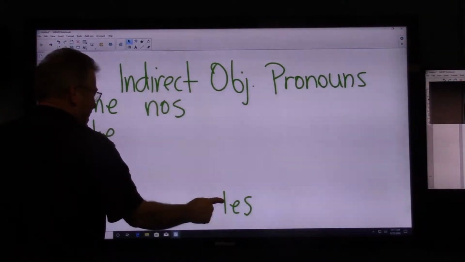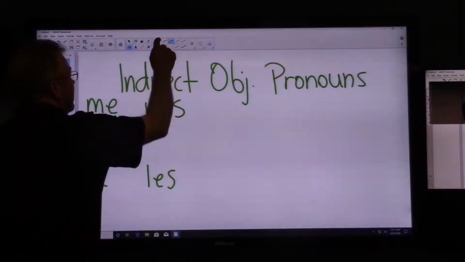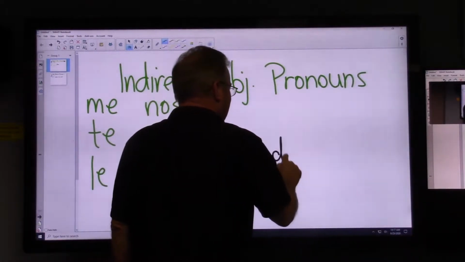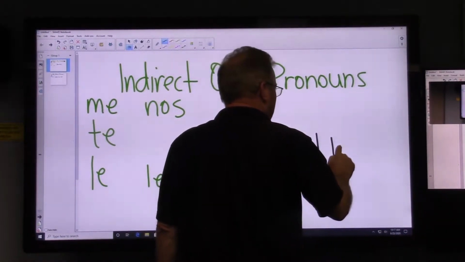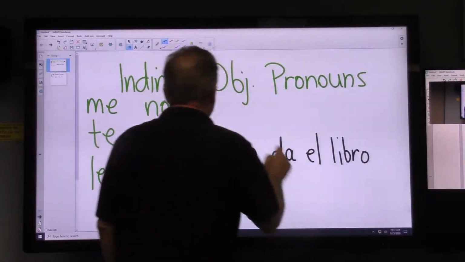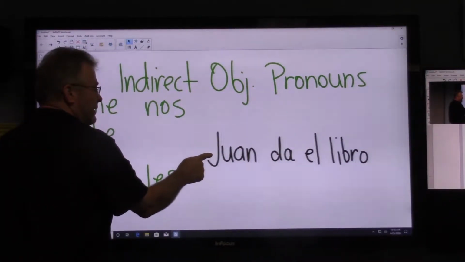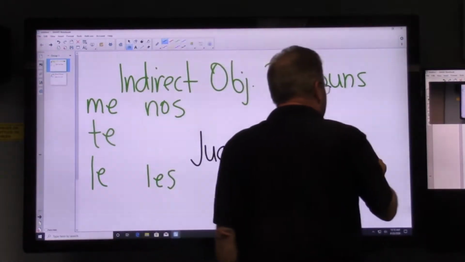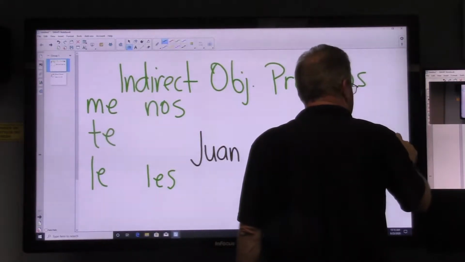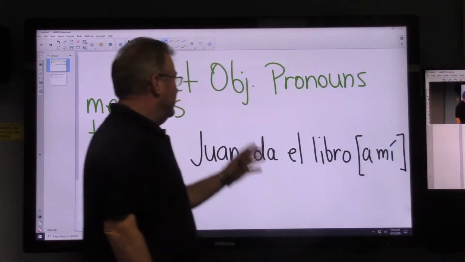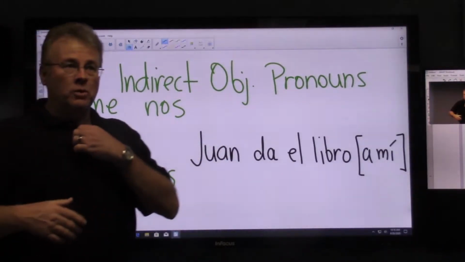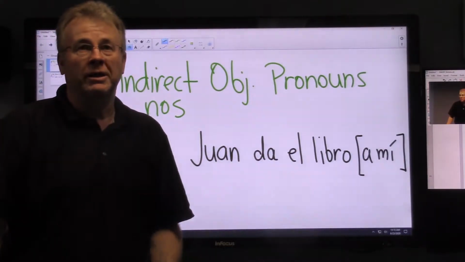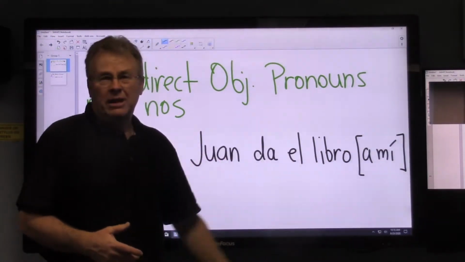Okay, so if I have a sentence that says something like Juan da el libro. Juan gives the book. Let's say he gives the book to me. Juan da el libro a mí. Now this is grammar we haven't studied yet. But the indirect object of a sentence answers the question to whom or for whom, right? Juan gives the book to me. To whom does Juan give the book? Gives it to me. So I'm the indirect object right there.